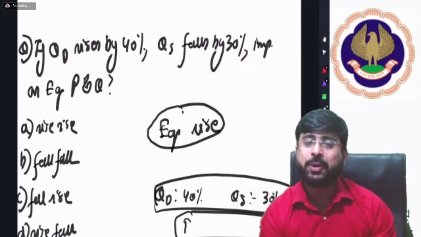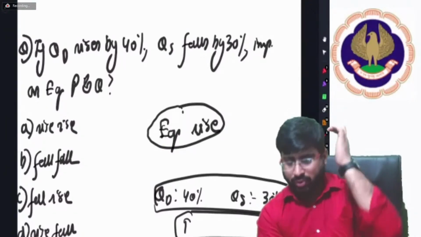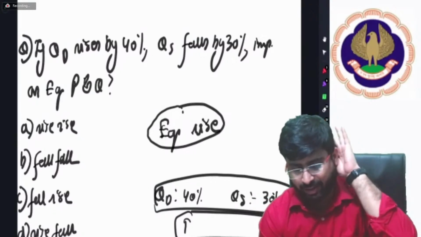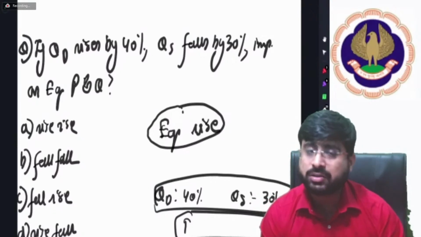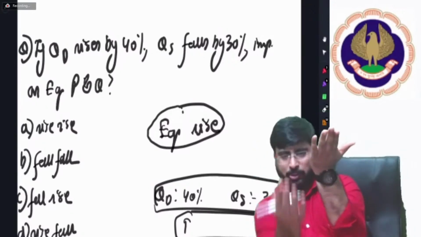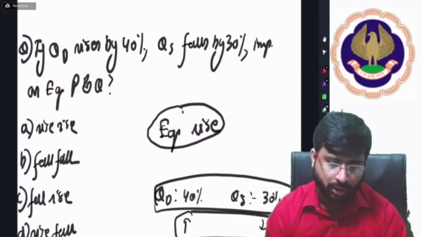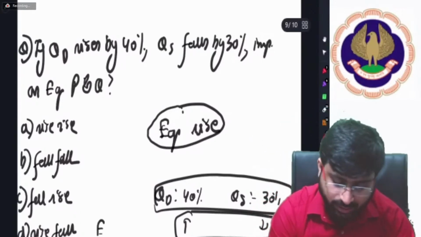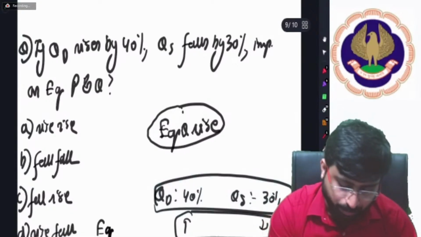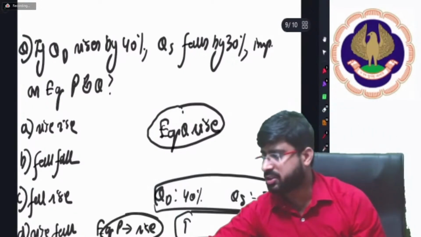So what about equilibrium price? Now pay attention, friends. Equilibrium quantity is rising. Now what about equilibrium price? Demand has risen, supply has fallen, so there is a big excess demand in the market. So obviously equilibrium price, as we told, will rise. Equilibrium price as a result will also rise. So the answer seems to be rise.